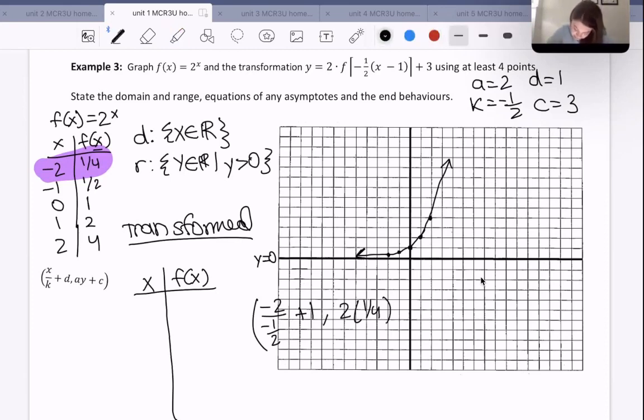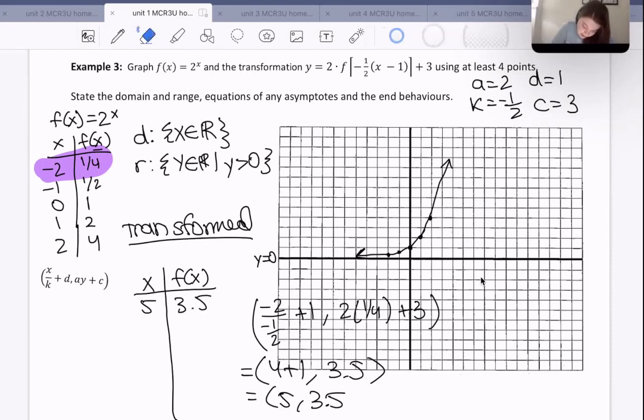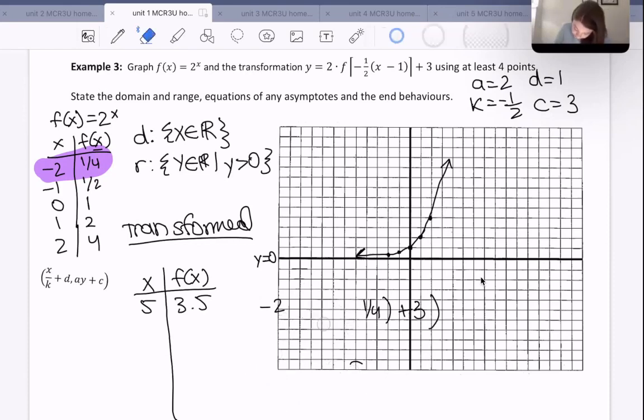Plus c, so plus 3. So this is equal to 4 plus 1, comma, 3.5, which is 5, comma, 3.5. So that's our answer: 5, comma, 3.5. Okay, let's do the next one.